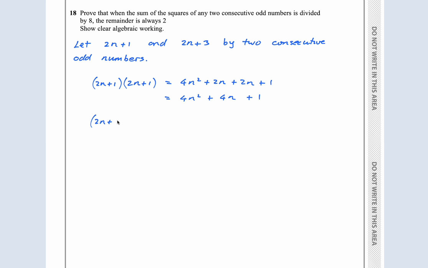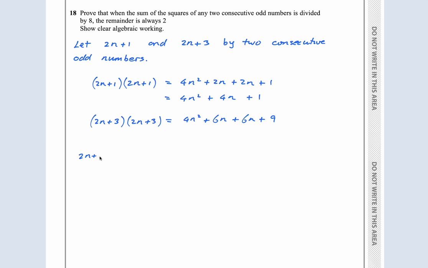2n plus 3 squared is 2n plus 3 times 2n plus 3. 2n times 2n, 4n squared. 2n times 3 plus 6n. 3 times 2n plus 6n. 3 times 3 plus 9. Okay, add them.